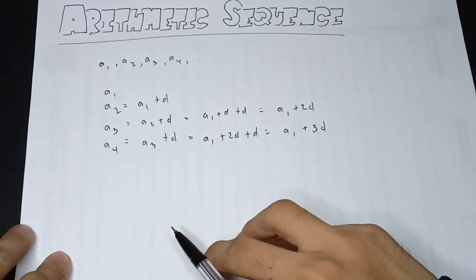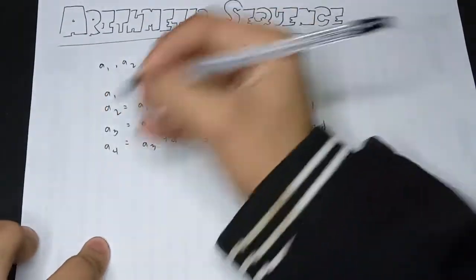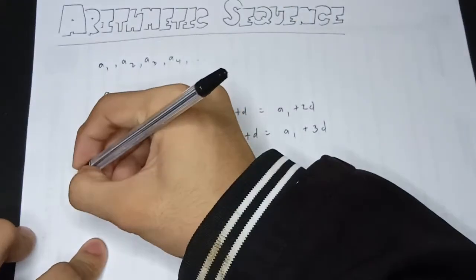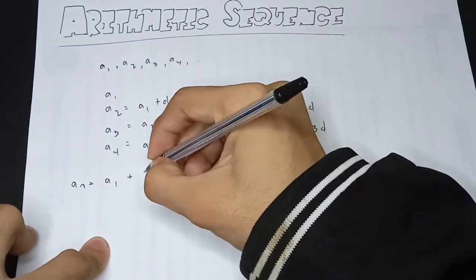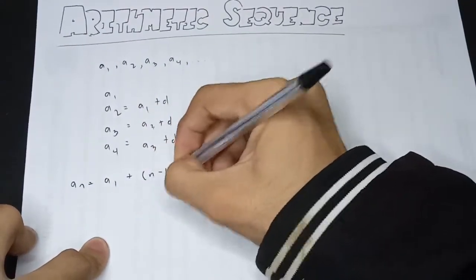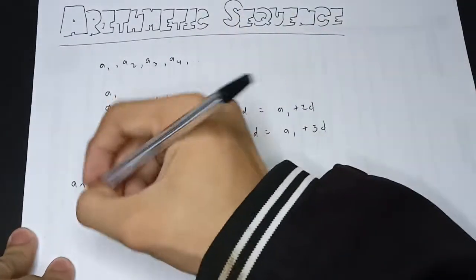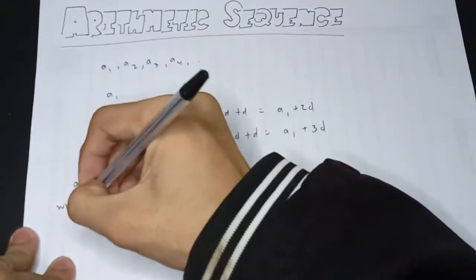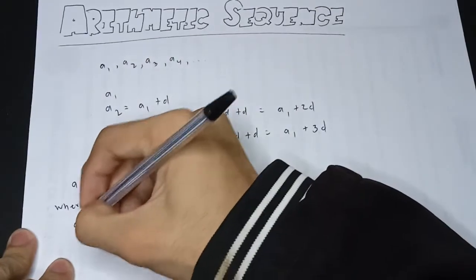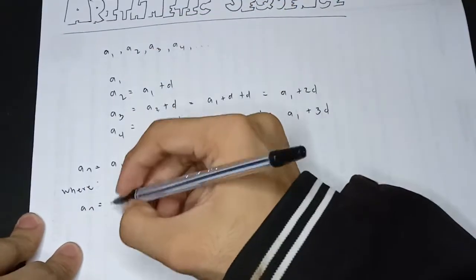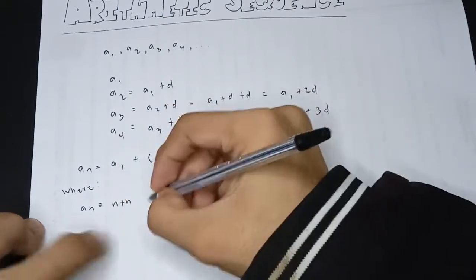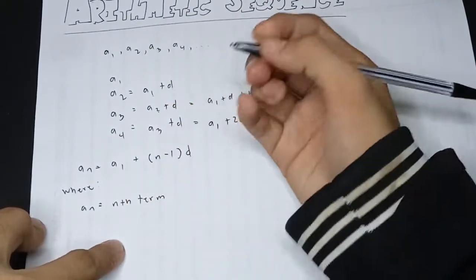Okay? So, ang ating formula sa arithmetic sequence is a sub n is equal to a sub 1 plus quantity n minus 1 times d. Okay, where a sub n, what is the a sub n? So, a sub n natin dito is the nth term. Nth term. Okay, nth term.